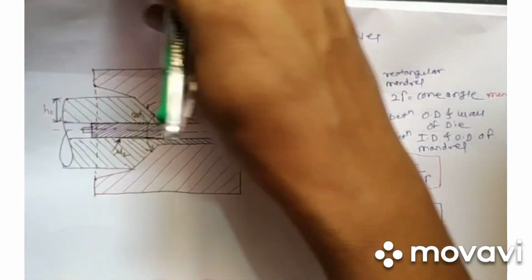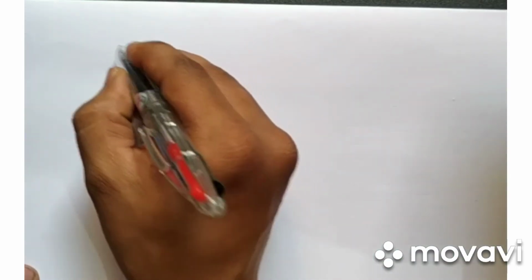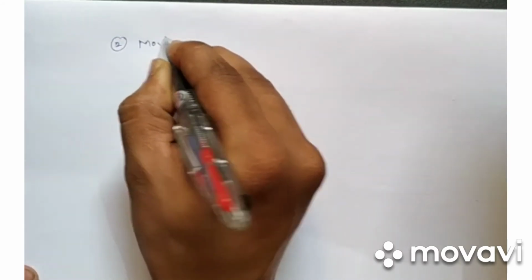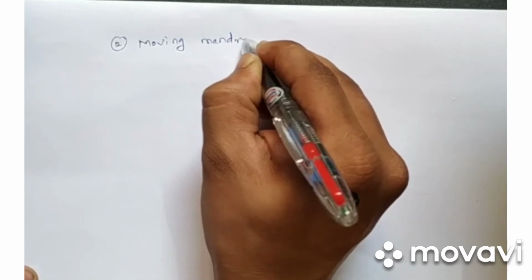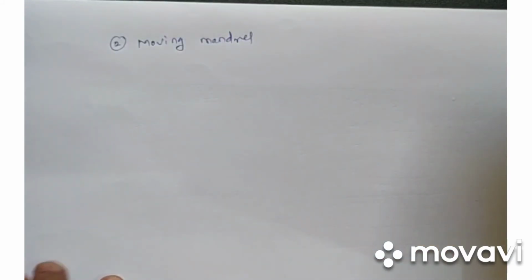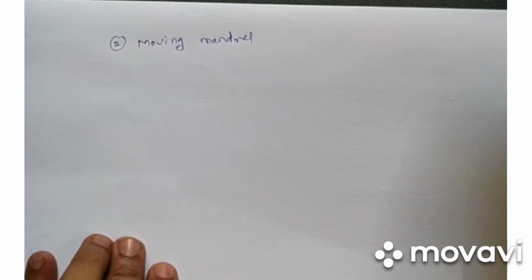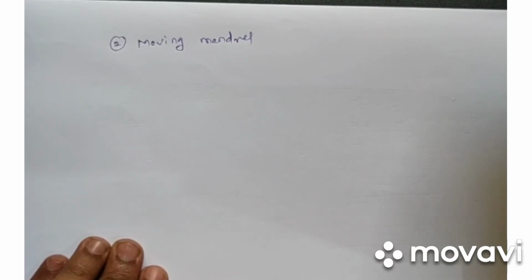Okay, now the second case is moving mandrel. When I say moving mandrel, the mandrel is moving relative to the tube, because I am drawing the tube and there is a mandrel inside the tube. So there are cases like the mandrel is moving with the same velocity as the tube, or the mandrel is leading the tube, which means it has a higher velocity than the tube, or the third case is the mandrel is having a lesser velocity than the tube.